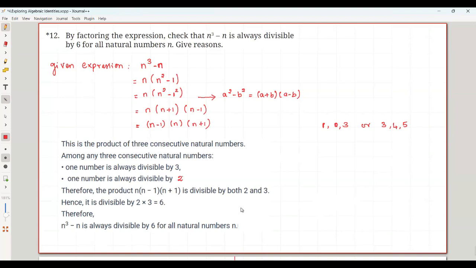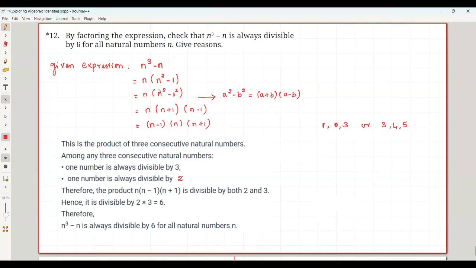Sir, I didn't understand the part after n cube minus n. See, they ask us to factor, right? n cube minus n. From this, what is the factor? n is a common factor. If I take n outside, what will come? n square minus 1. Here n square is as it is, and 1 can be written as 1 square. Yes, sir. 1 square is also 1 only.